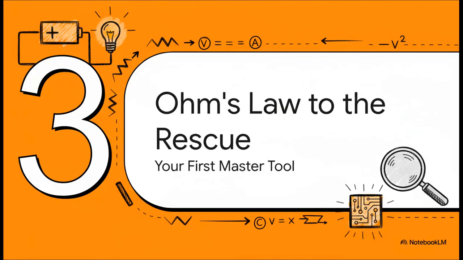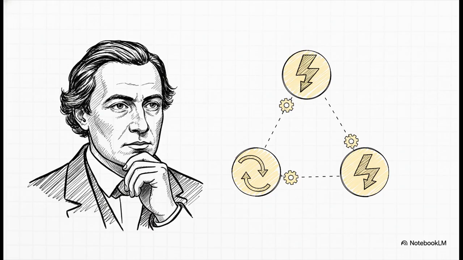Now, let's grab our first master tool from the toolkit and see how this all leads back to solving our little LED problem. Because understanding the relationship is one thing, but being able to calculate it, that's where the real magic happens. So back in the 1800s, a Bavarian scientist named George Ohm realized that this connection between voltage, current, and resistance wasn't just some vague concept. No, he discovered that they are all tied together by a beautifully simple and elegant mathematical formula.